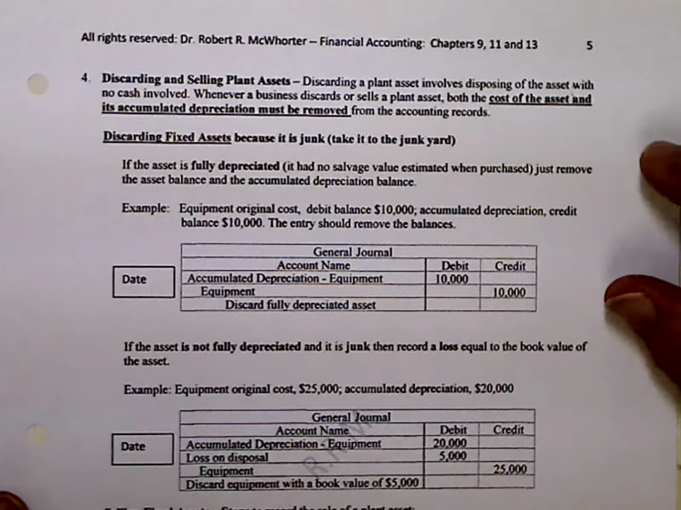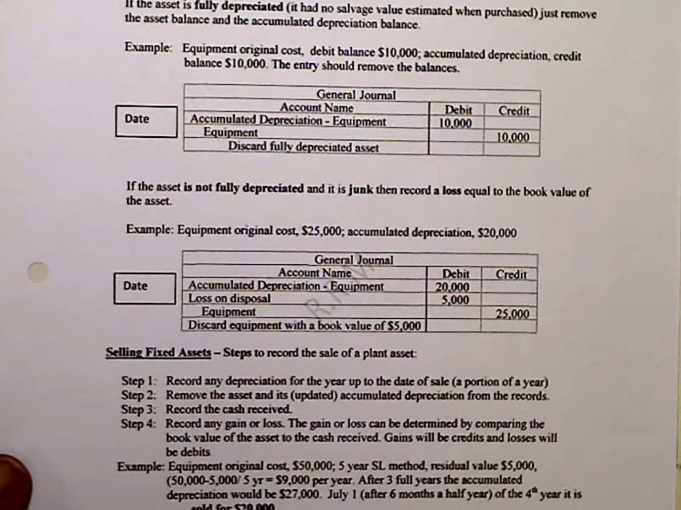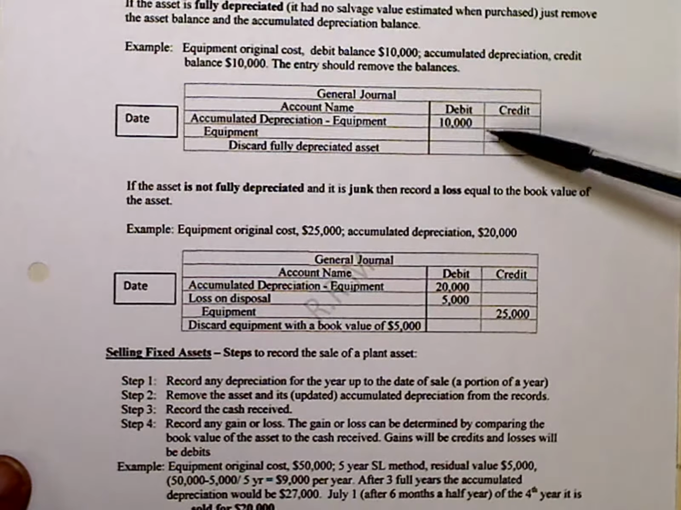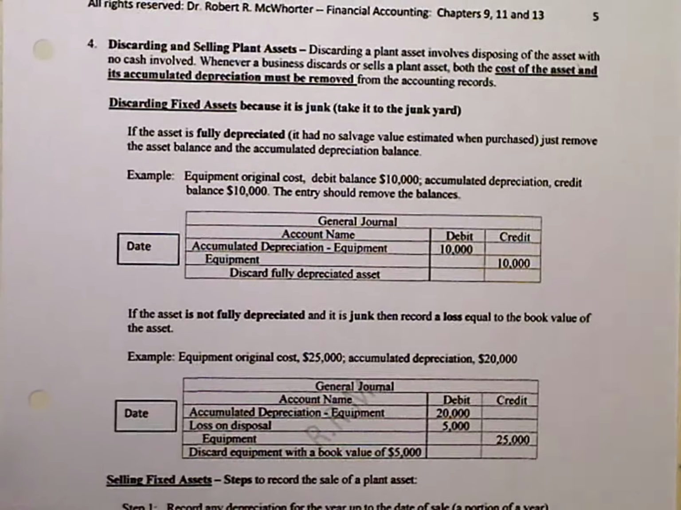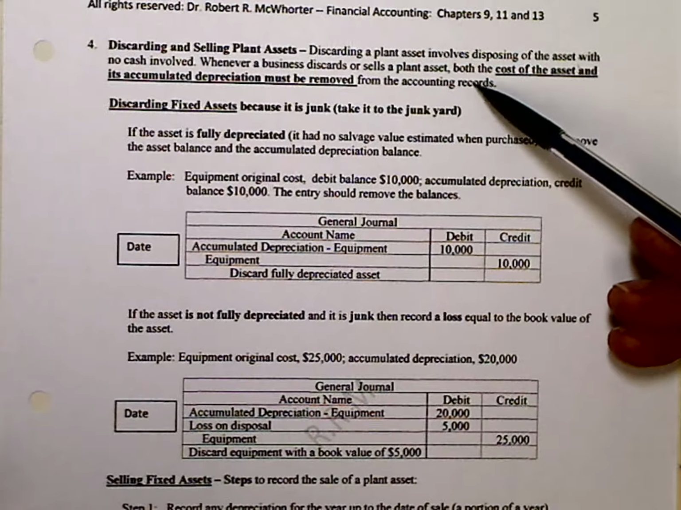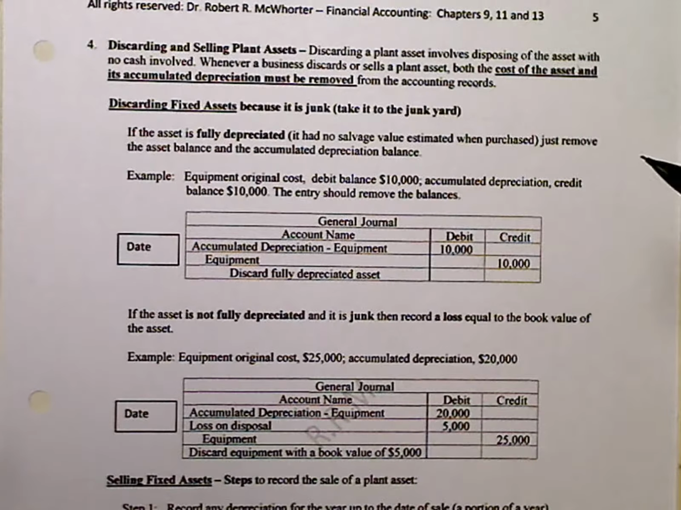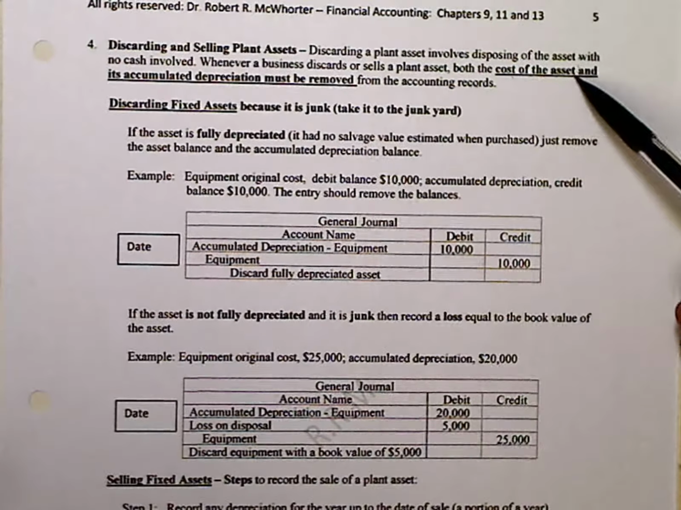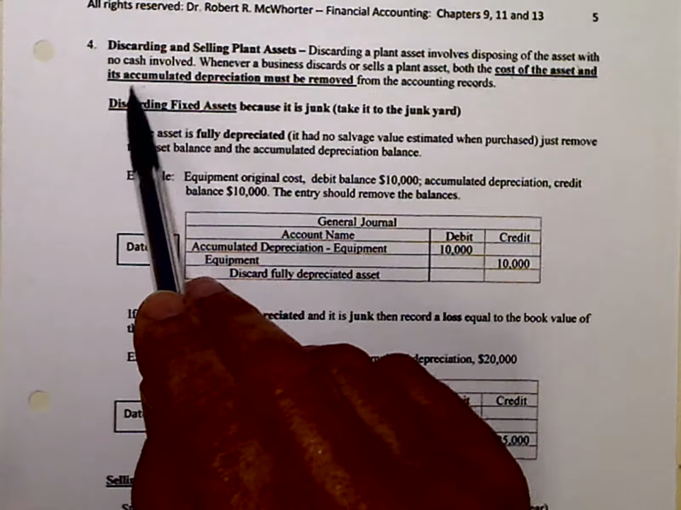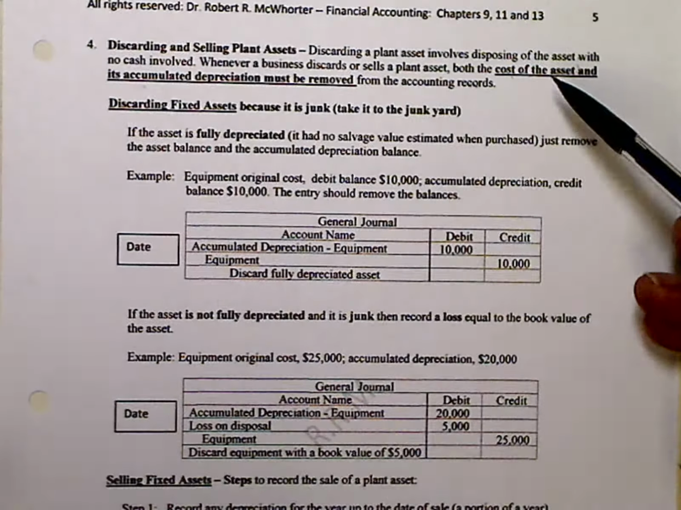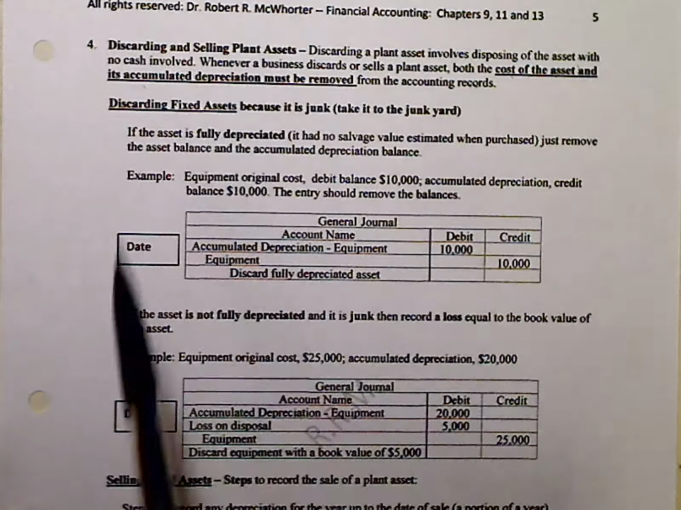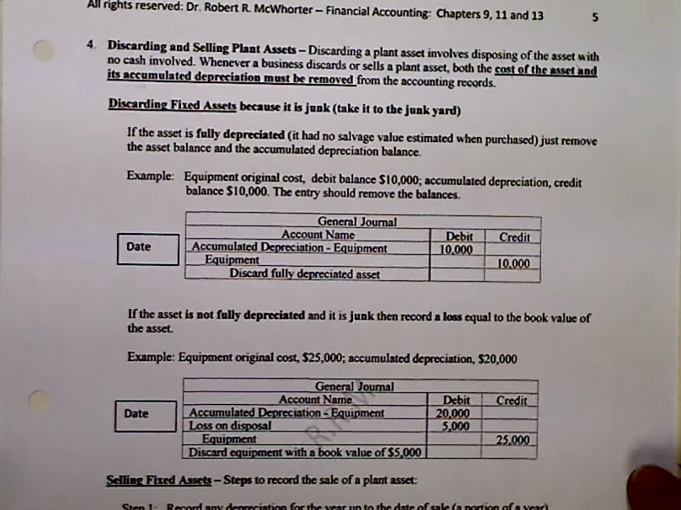Okay, so here's an example of an asset. And well, let's make this point right here. What you've got to do when you dispose of or sell any of these fixed assets: remove the cost and remove the accumulated depreciation. Keep that in mind. Next couple pages.